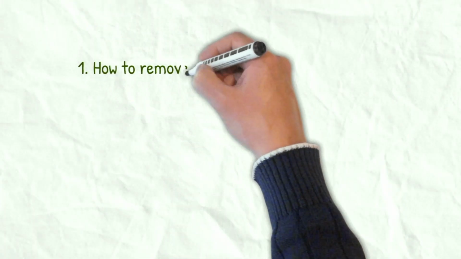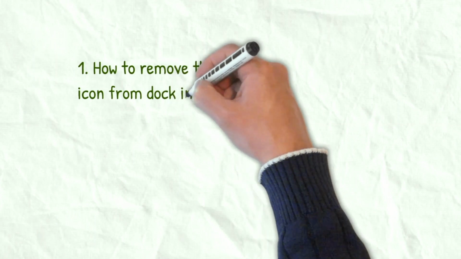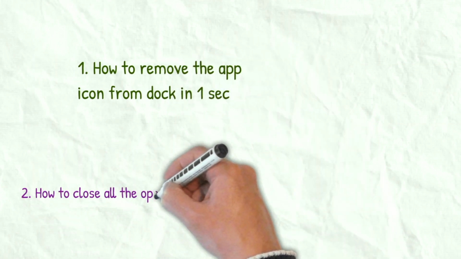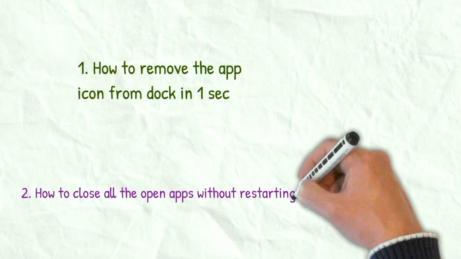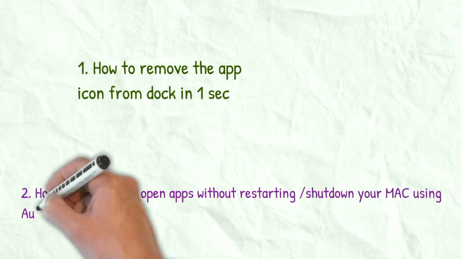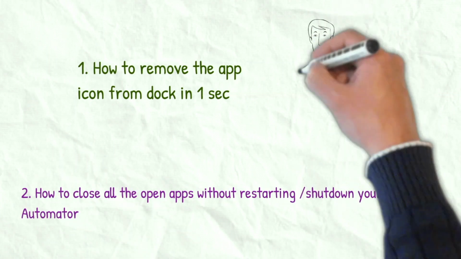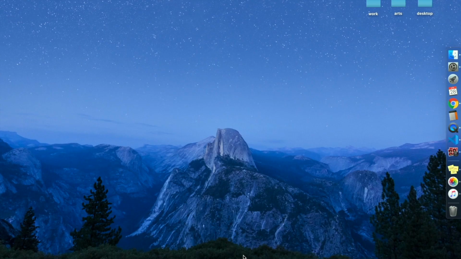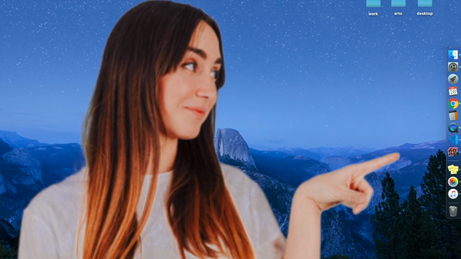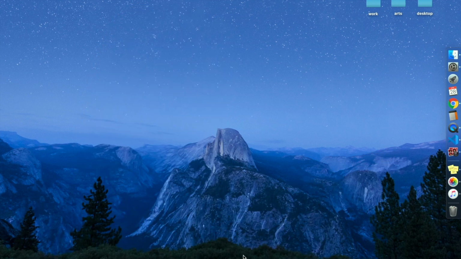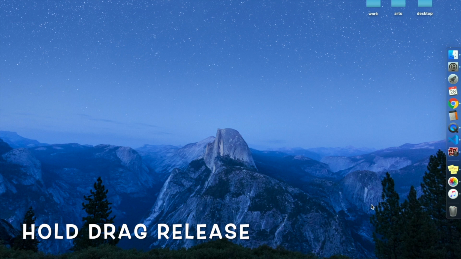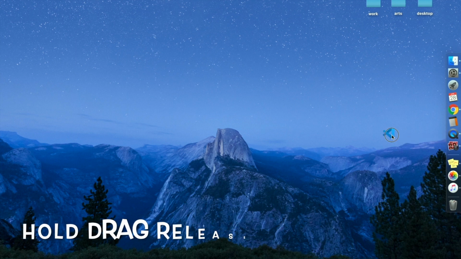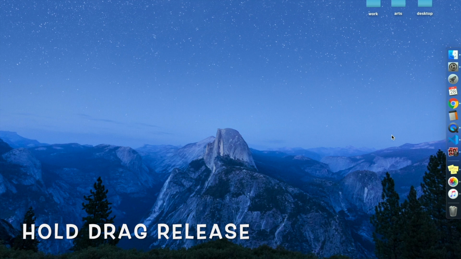Now we are done with our first Mac trick, and second is how to close all open apps without restart or shut down of your Mac using Automator. Now we know how we can remove icon from dock, but you cannot use it when the application is already open. Can you see this small dot adjacent to each app icon here? This indicates that the application is running, and I cannot remove the application icon from dock by just hold, drag, release trick. Can you see that? Yes. I have to quit the application first to do that.